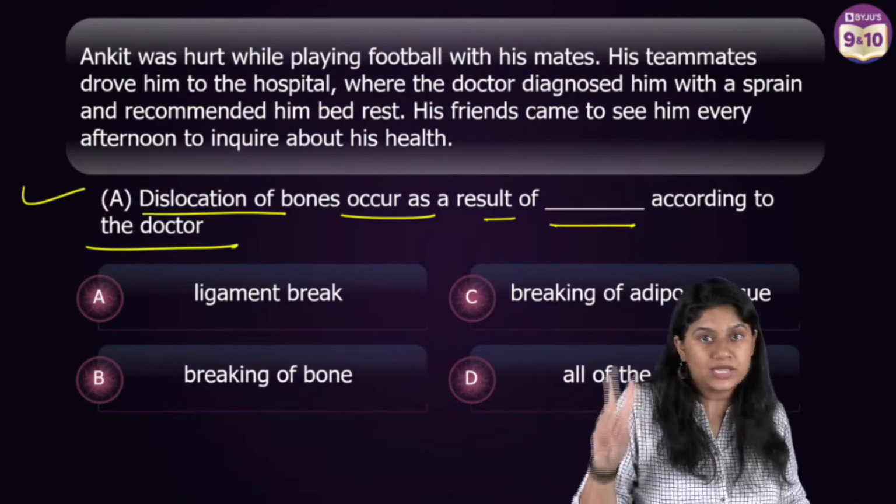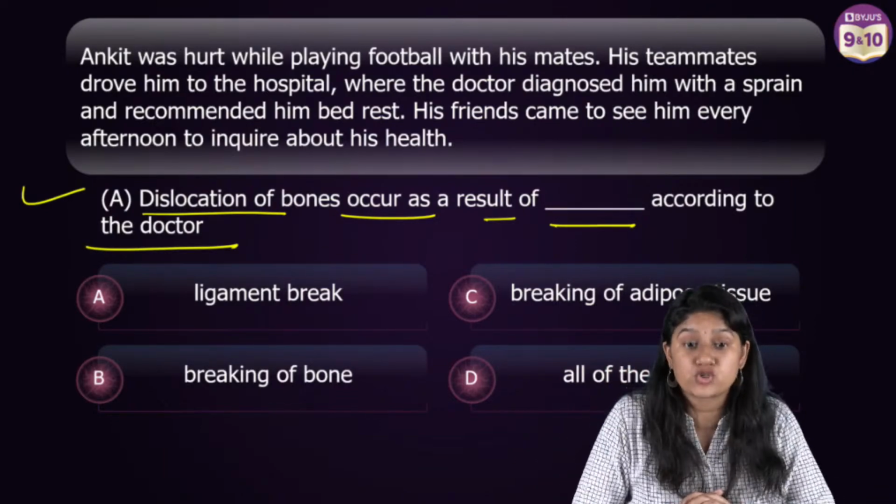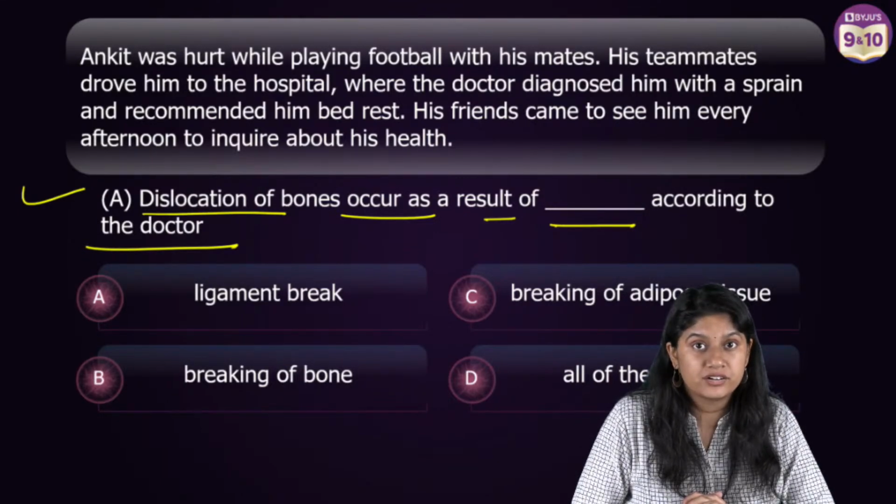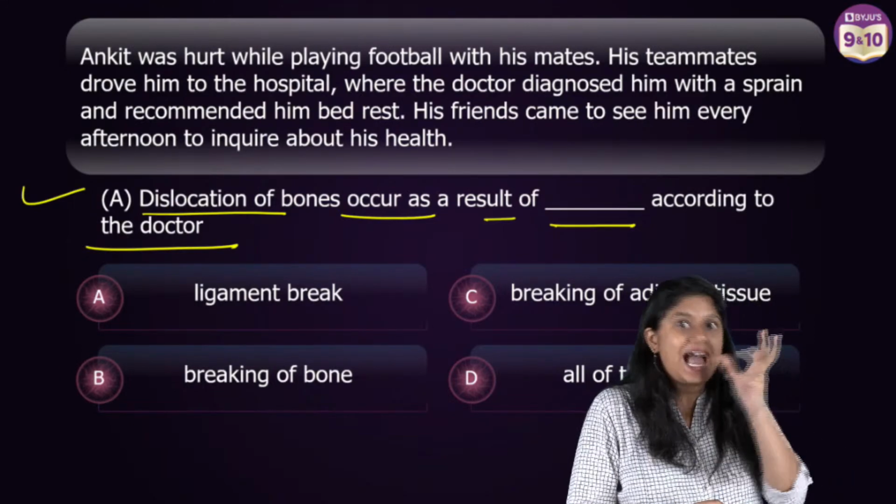Now we have two things. There are two things that you can get confused about over here. Dislocation of bones occurs. What is the meaning of dislocation over here? There's a difference between breaking and dislocation.